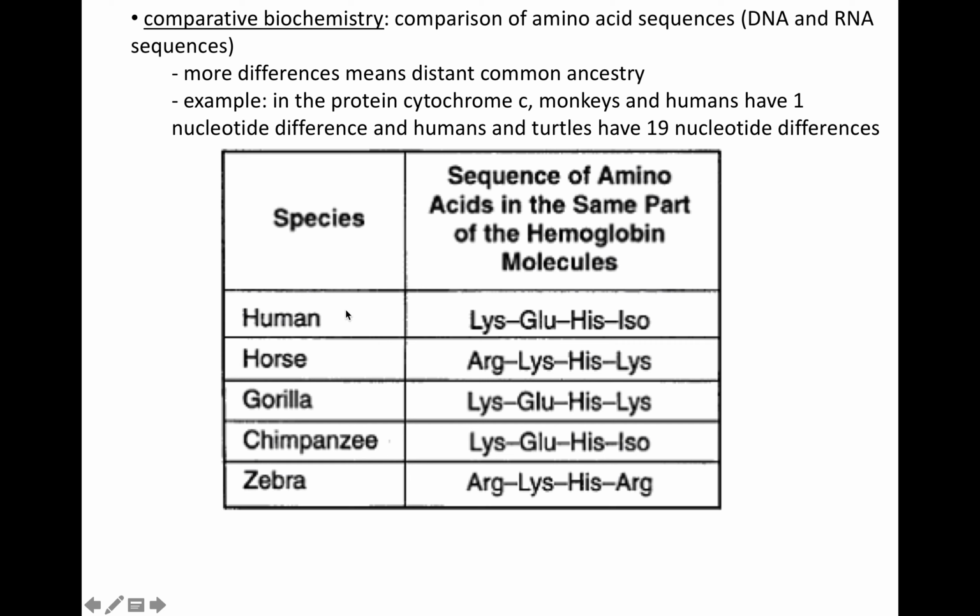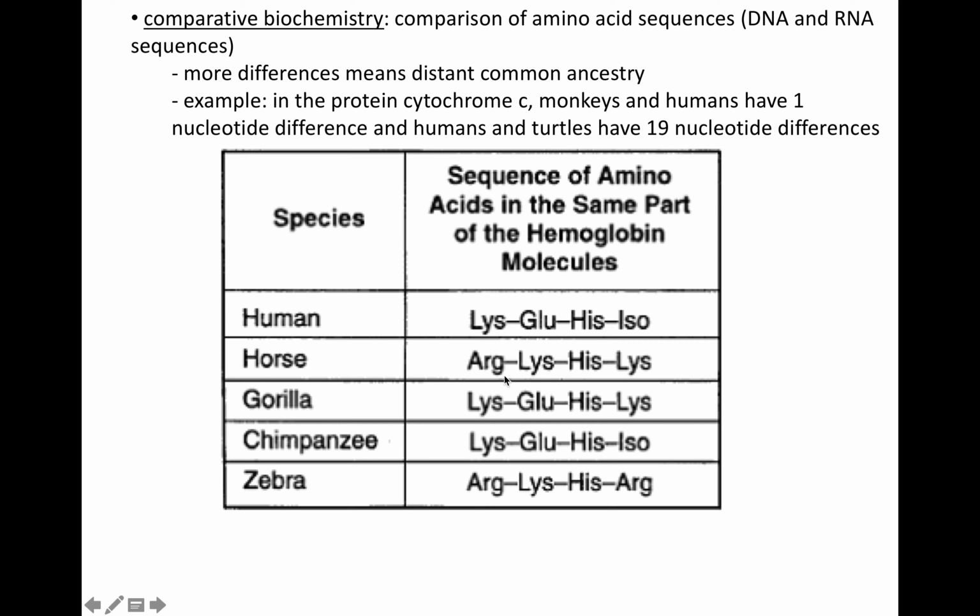For example, look at the human compared to the horse, the gorilla, the chimp, and the zebra. This is the amino acids: lysine, glutamine, histidine, isoleucine. These are the different amino acid sequences in a blood protein, a hemoglobin protein, that humans, horses, gorillas, chimps, and zebras have. If you look at the human and compare it to the chimpanzee, everything matches up perfectly, which shows that humans and chimps share a recent common ancestry, meaning that we are closely related.